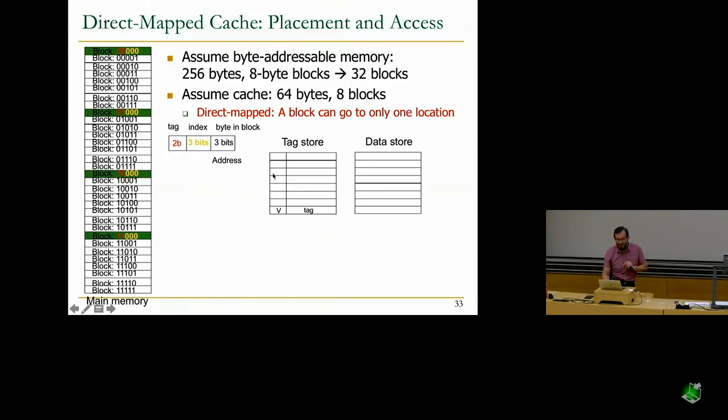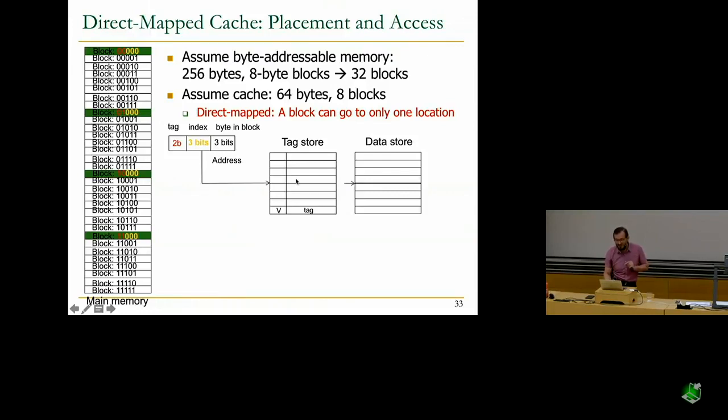So this is what's used to index the tag store, and this is what's used to do the tag matching. If you look over here, I've highlighted these blocks that have the same index. Block 0, 8, 16, and 24 have the same index bits. In a direct map cache, they can only be placed in the same location, which is index location 0.